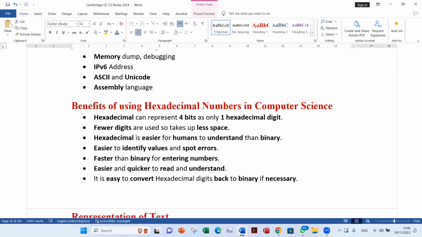Hexadecimal can represent 4 bits as only one hexadecimal digit. Then fewer digits are used and so take up less space. Hexadecimal is easier for humans to understand than binary, easier to identify values and spot errors, faster than binary for entering, easier and quicker to read and understand, and after all, it is easy to convert hexadecimal digits back to binary if necessary. Okay, I will stop here.